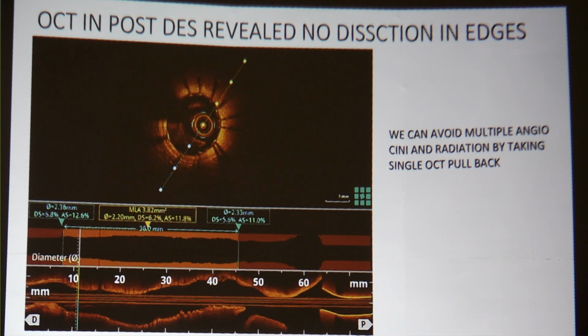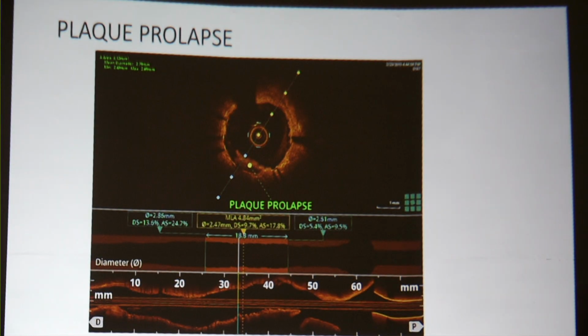And one more advantage is, whenever there is a doubt, you tend to take a lot of injections, giving a lot of contrast, which can be avoided in such patients. And many times in an acute coronary syndrome, you just get something protruding here, what we call plaque prolapse.